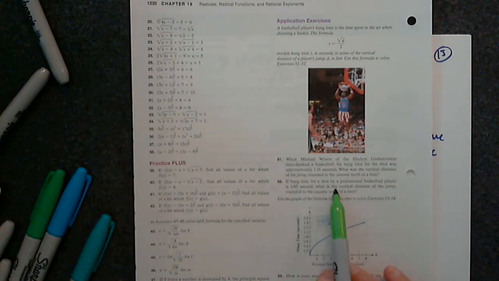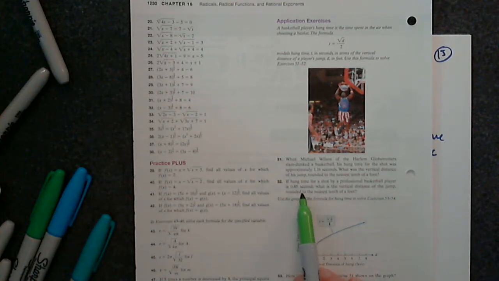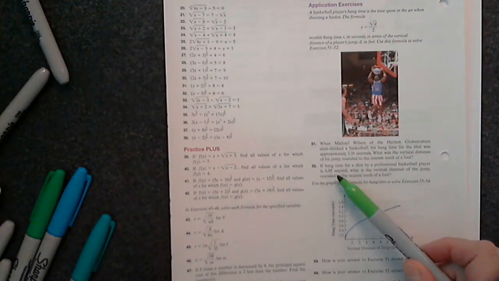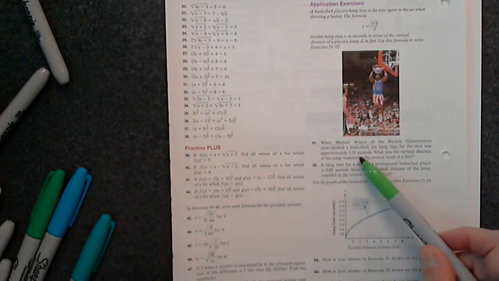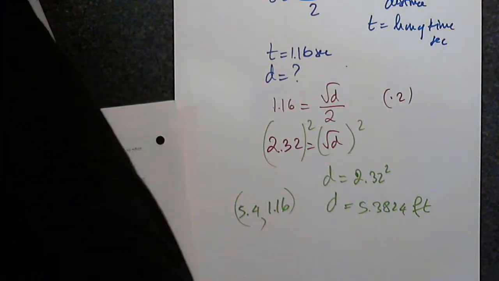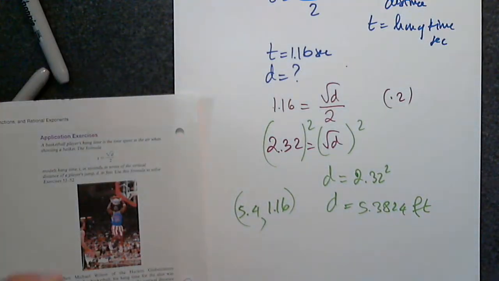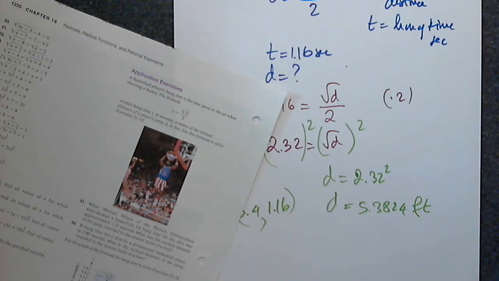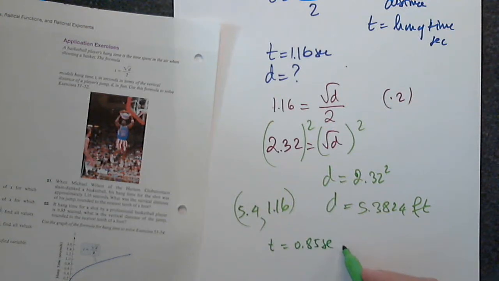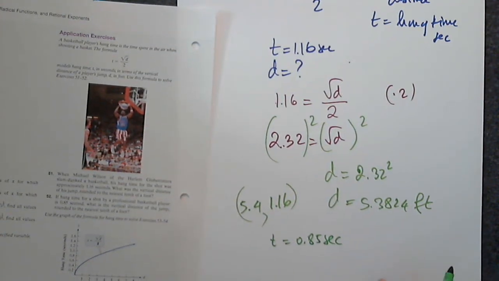52. If hang time for a shot of a professional basketball player is 0.85 seconds, what is the vertical distance of the jump rounded to the nearest tenth of a foot? So this time we are given the time again. In the previous one it was 1.16, and here it is 0.85. Same question. I thought they would ask the opposite, but no, they didn't. So this time they're giving us T equals 0.85 seconds, and they want us to determine D.